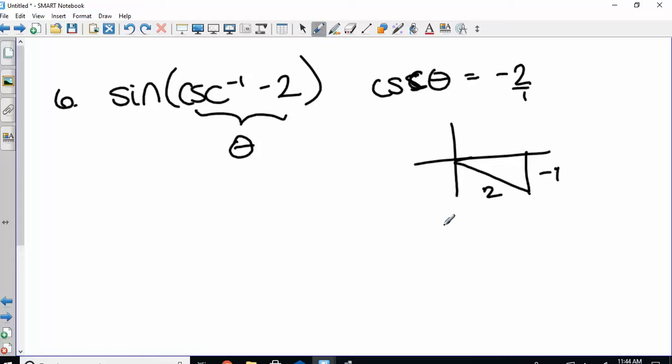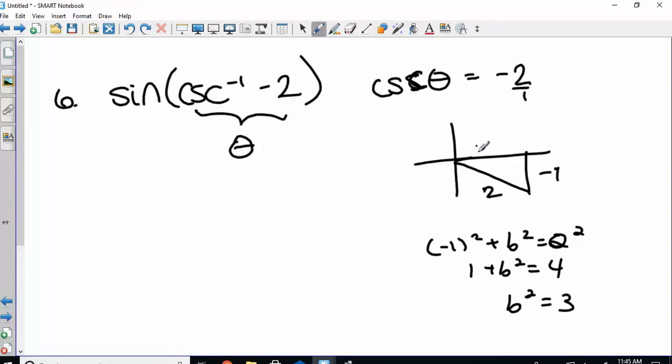Do you have to remember those quadrants for this too? Yes. Anything that has a negative inverse to begin with, you need the quadrants. So you could do your a squared plus b squared equals c squared. So your missing side is radical 3, but it turns out we don't even need it, because I asked for sine of theta, and sine is opposite over hypotenuse, so that's negative 1/2.